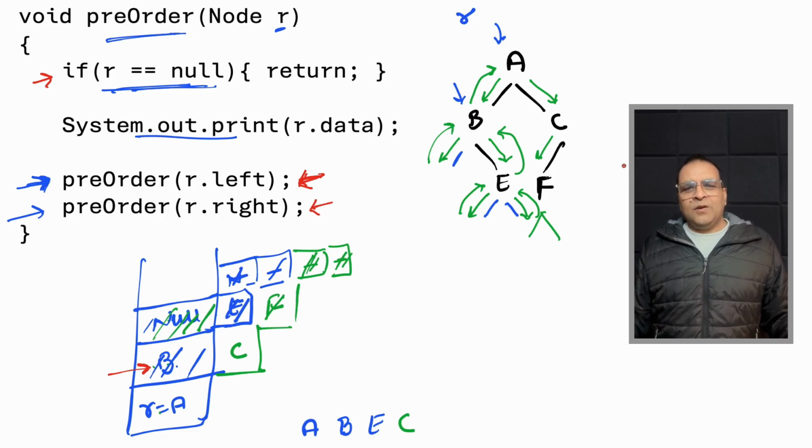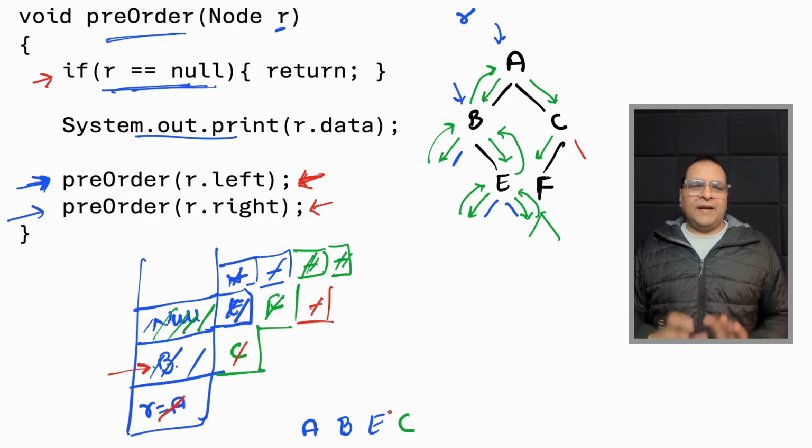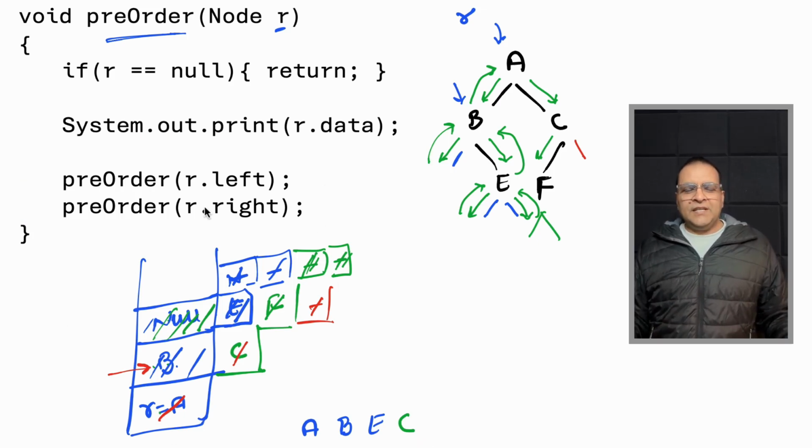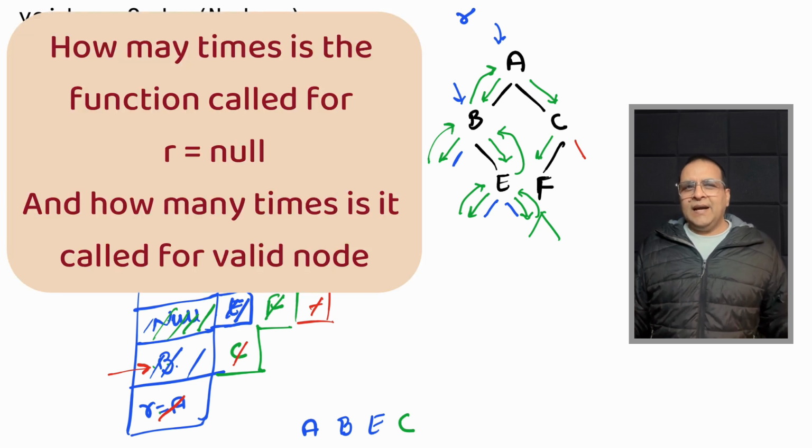Then c will call for the right child of c, which is also null. Then this will also return, and c will also return, and finally a will also return. The final output of the pre-order traversal will be a, b, e, c. You may notice that the function is getting called for root equal to null a lot of times. Exactly how many times will the function be called for root equal to null?